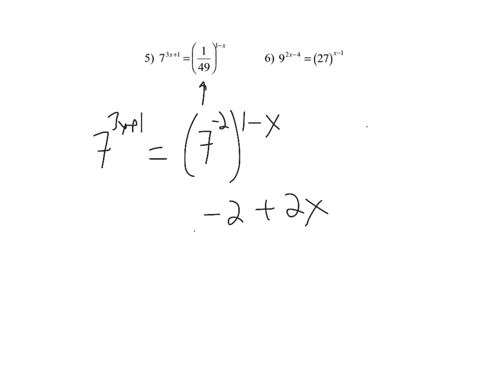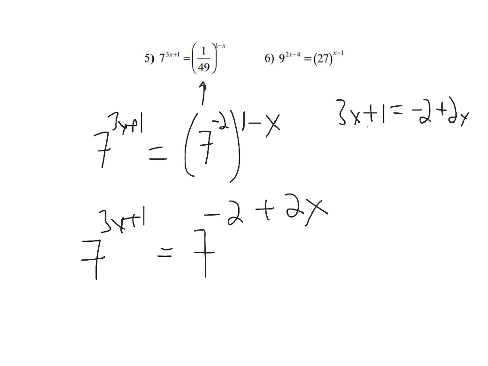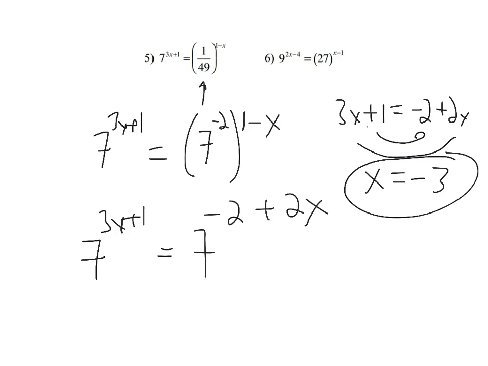And that's, of course, 7 is being raised to that power, right? So since both of these are 7 to a power, it must be that 3x plus 1 has to equal -2 plus 2x. Well, let's see. If I subtract 1 and I subtract 2x, I get x equals -3, and I'm done in one fell swoop.